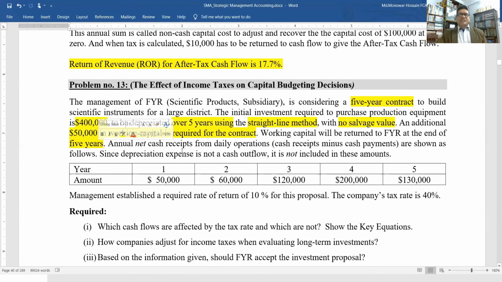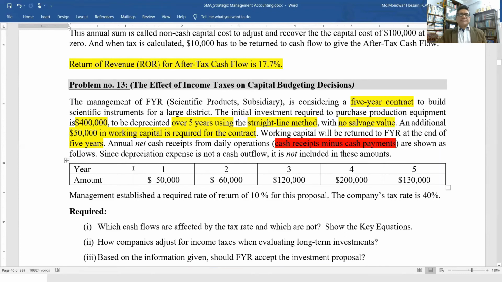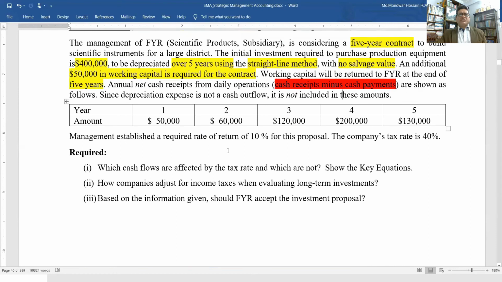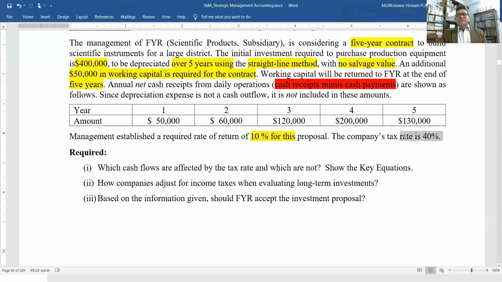Annual net cash received from daily operations is shown: 50,000, 60,000, 120,000, 2 lakh, 1 lakh 30,000. It is cash receipt minus cash payment. Management estimated the required rate of return at 10%, and the corporate tax rate is 40%.